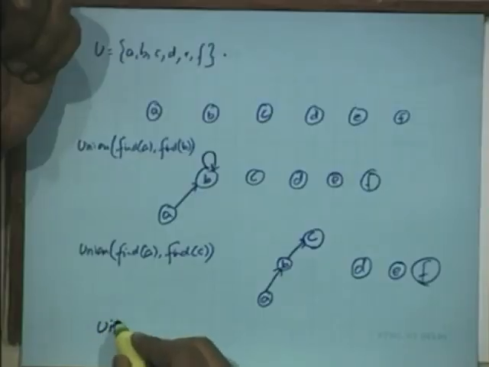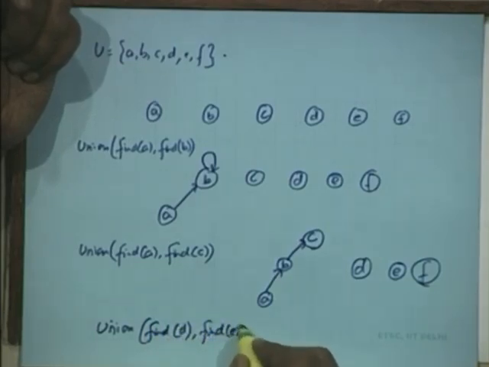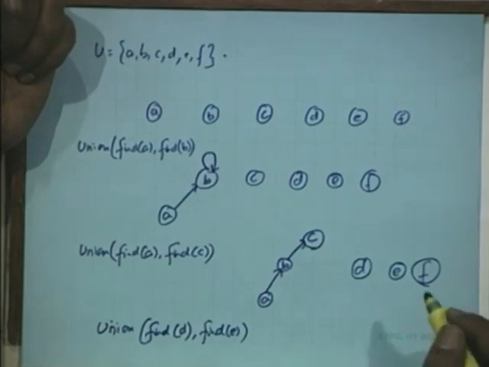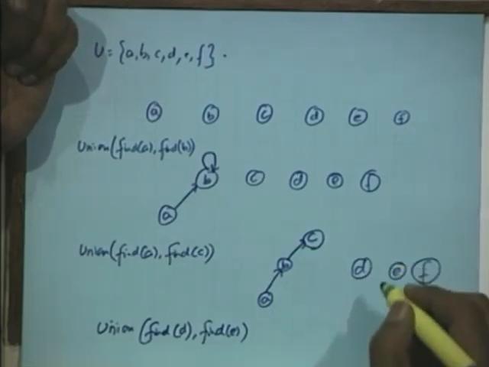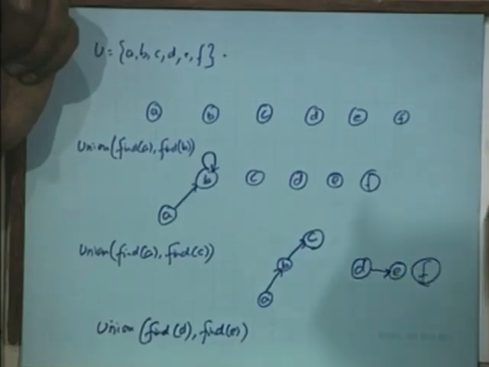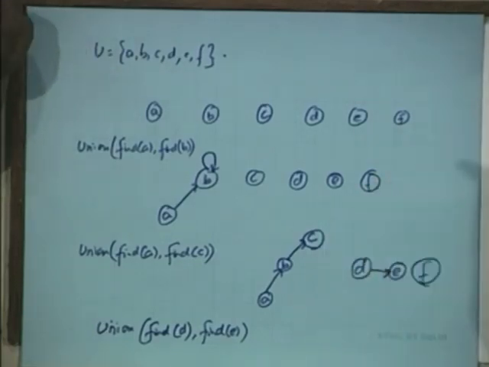So suppose at this point I did another operation which was union, find D, find E. So what will I do? I link up the roots for D and E. So let us say I decide to make D point to E. Now as you can see, D and E are not alone.